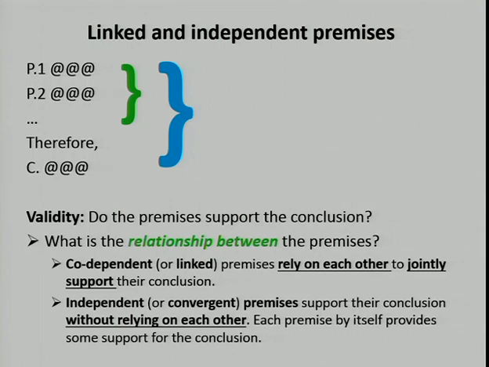So what are those two ways? Those two ways are down here. You can have linked premises that depend on each other. They support the conclusion together. Both of them are needed, in other words, to get the conclusion off the ground.